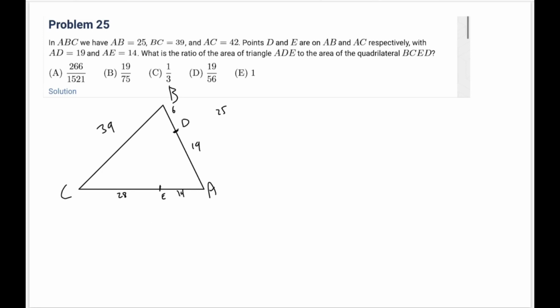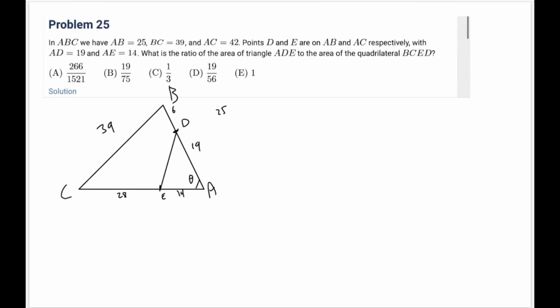So what is the ratio of the triangle ADE to the area of the quadrilateral BCED? So it's this line. So we need to find the ratio of this triangle to this whole triangle, right? No, of this. So it needs to be to the area of this quadrilateral, actually. Here is where a formula for a triangle comes in. So let's say that this angle is called theta.